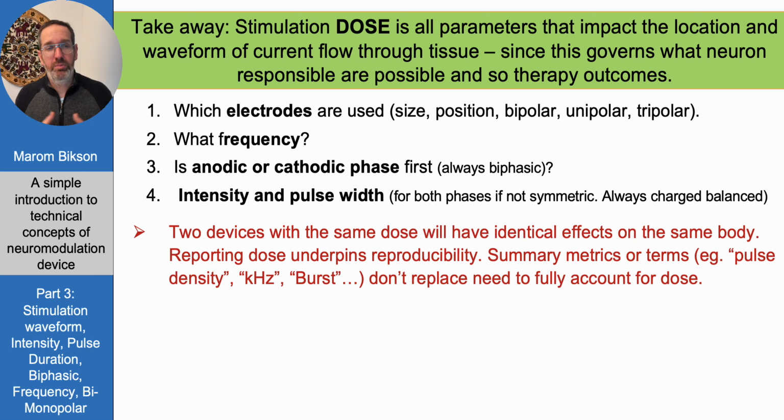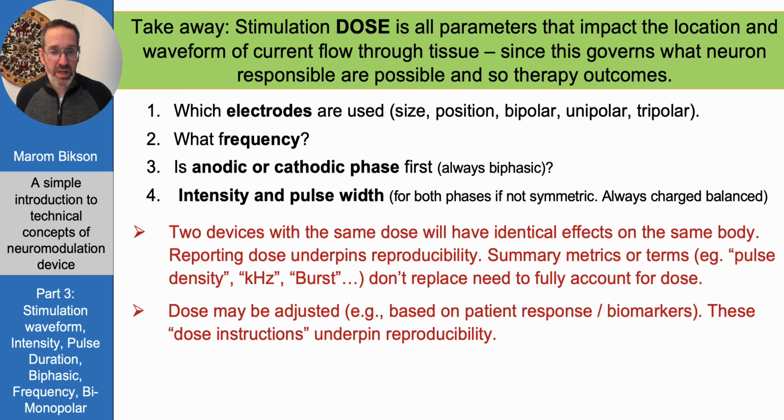And all that's wonderful, but I want to mention that just saying burst doesn't substitute the need to actually fully define dose. Just saying I did kilohertz doesn't mean that we shouldn't still fully define dose, because all aspects of dose matter. All right, one burst is not the same as another burst. One high density is not the same as another high density. So summary metrics are interesting. They're good for paper titles and stuff, but they don't replace fully reporting dose.